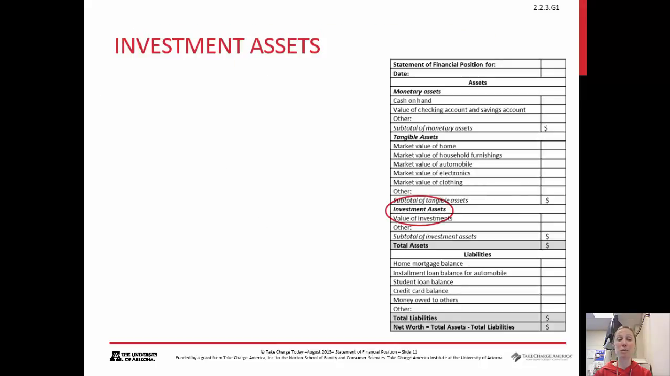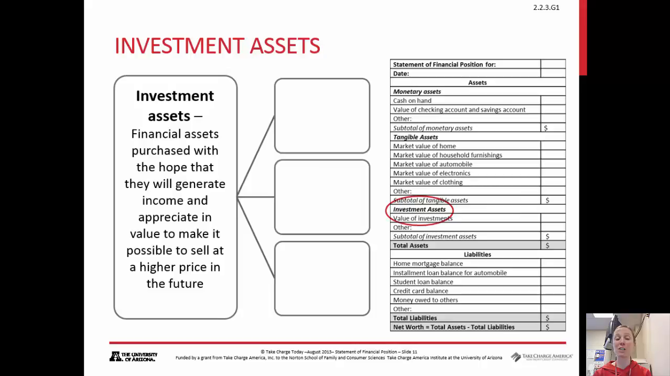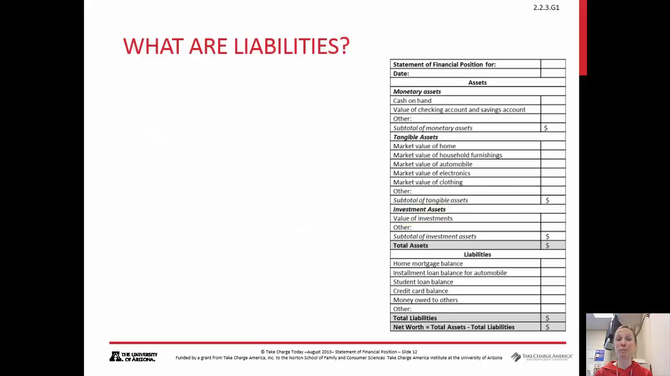Investment assets, the 3rd type of asset, are financial assets purchased that will generate income for you. You hope that they will increase in value, so you can sell them at a higher price. So your retirement account will go up in value, stocks will go up in value, and anything else that you can think of that increases in value.